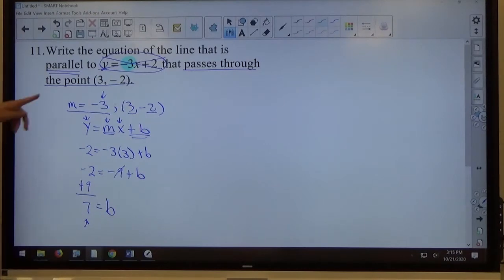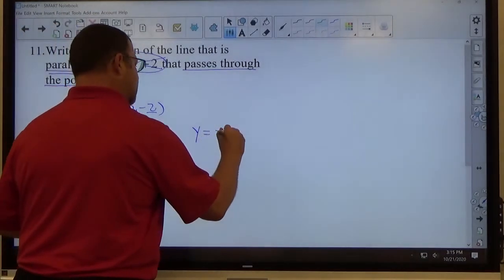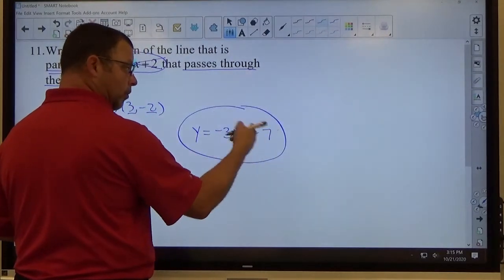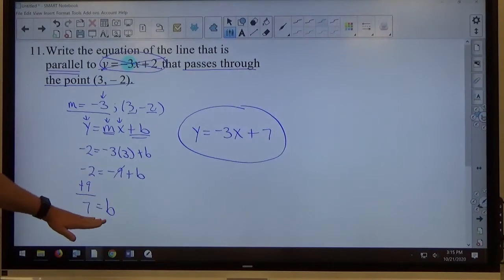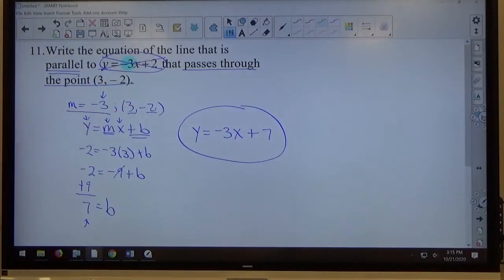Signs matter here. M is negative, b is positive, so y equals negative 3x plus 7. Slope is negative, y-intercept is positive. If the y-intercept is negative 7, I'm going to write minus 7. So whatever sign you get, just attach a plus or minus sign that matches what the sign of that is.